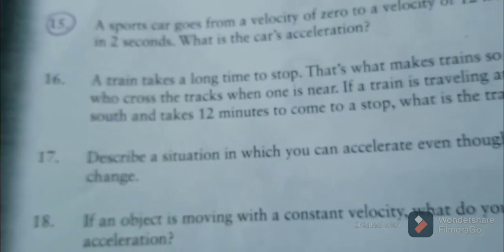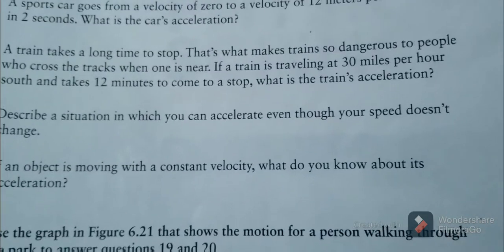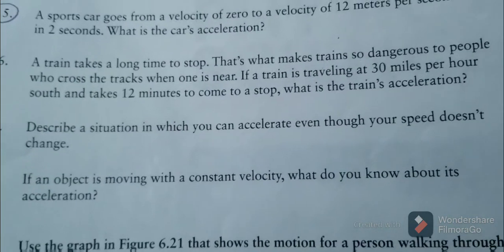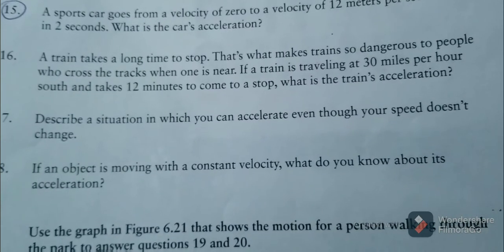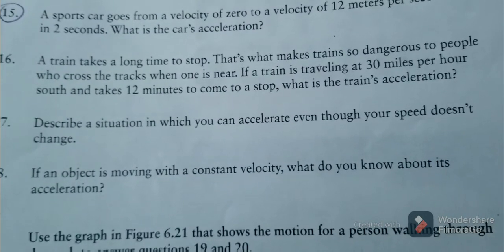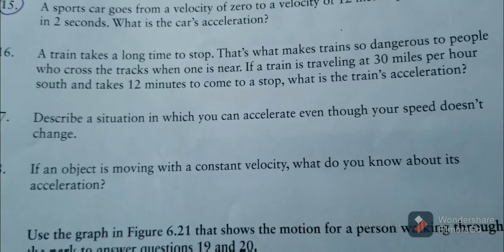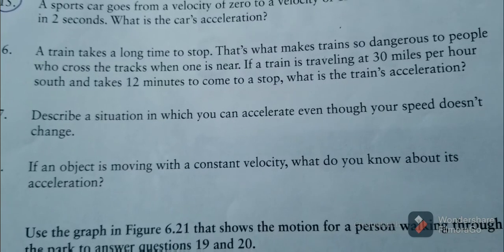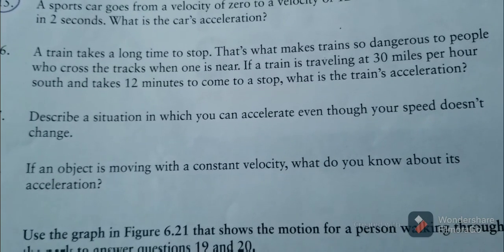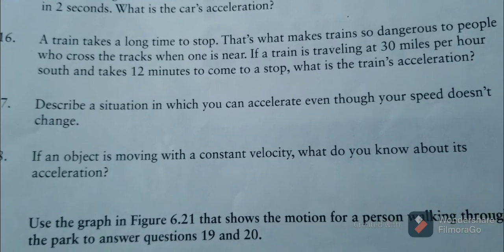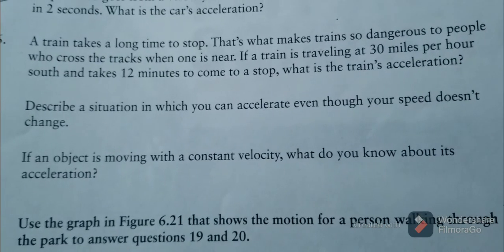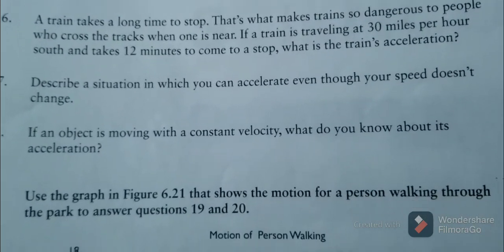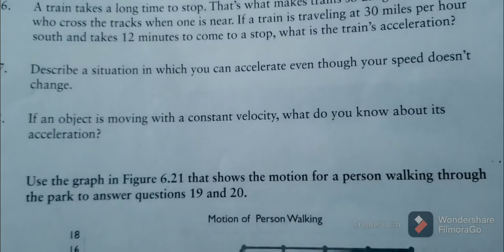All right, number 17, describe a situation in which you can accelerate even though your speed doesn't change. They gave us a wonderful example of that in the book, and that was the carousel. I cannot think of a better example. Why are we accelerating? Not because it just got started and gets faster and faster for a while, or has negative acceleration at the end when it slows down, but actually it's changing directions. Anytime anything changes directions, you have acceleration. Change, remember, that's the word that goes with acceleration.